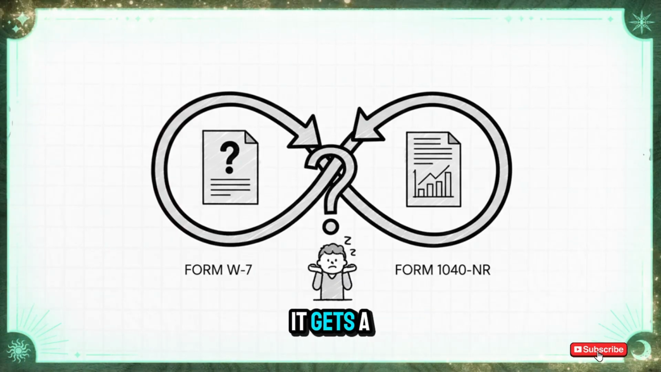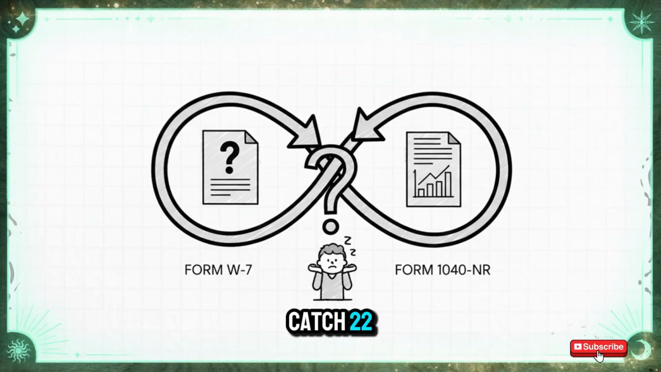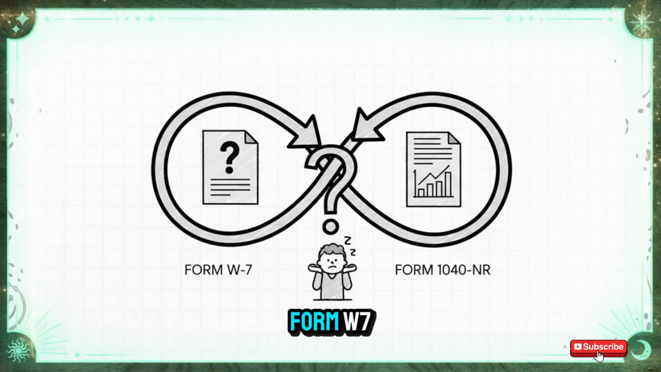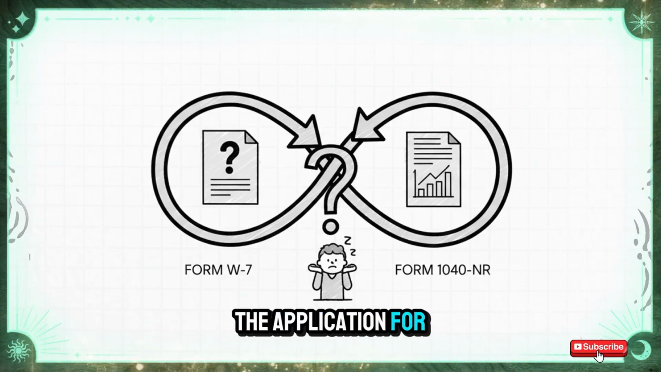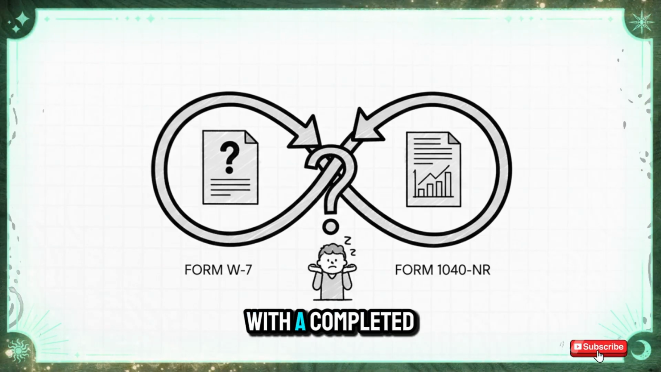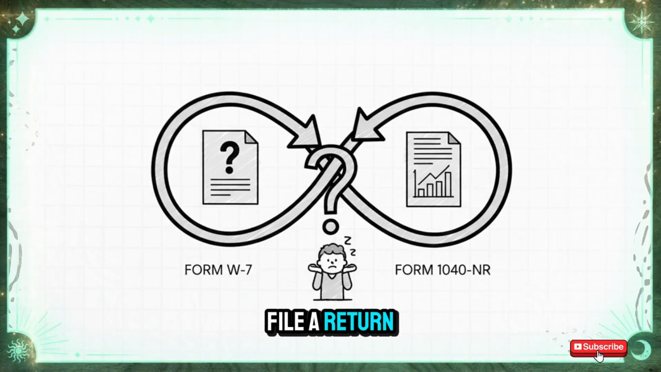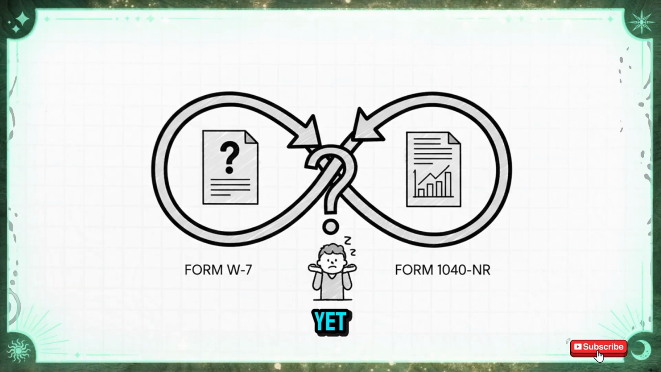Now, here's where it gets a little tricky. A classic bureaucratic catch-22. The instructions for Form W-7, the application for the ITIN, say that you generally have to submit it with a completed tax return. But wait a minute, how can you file a return if you don't have the ITIN yet?